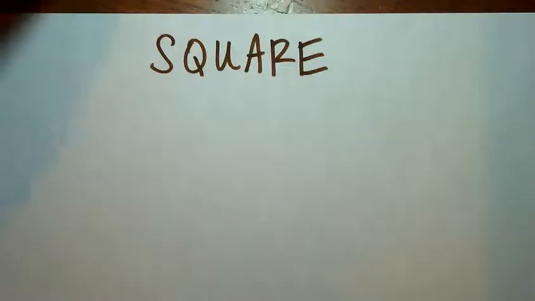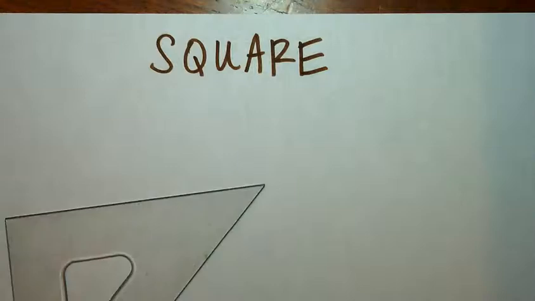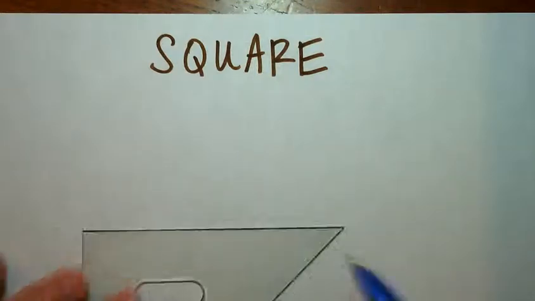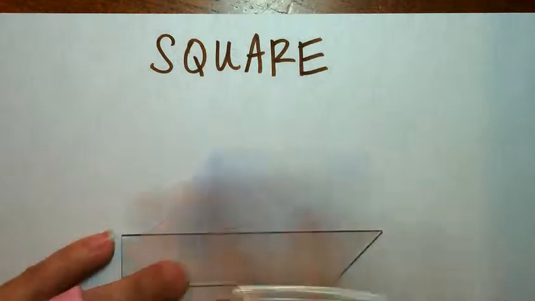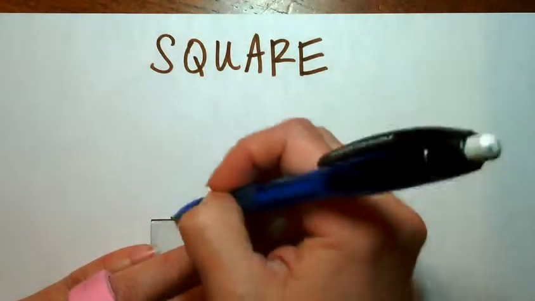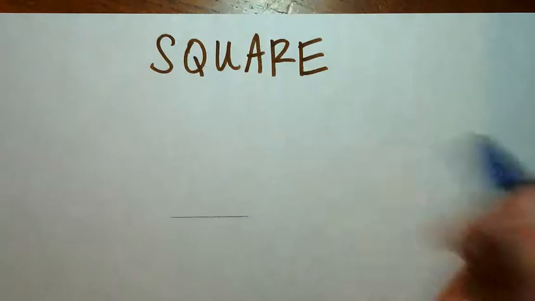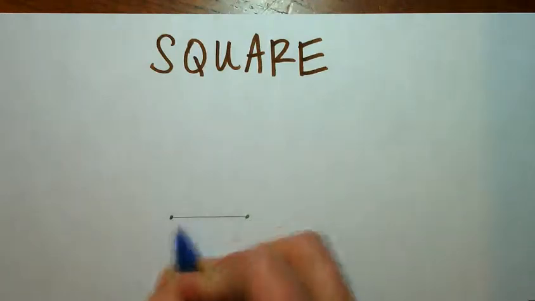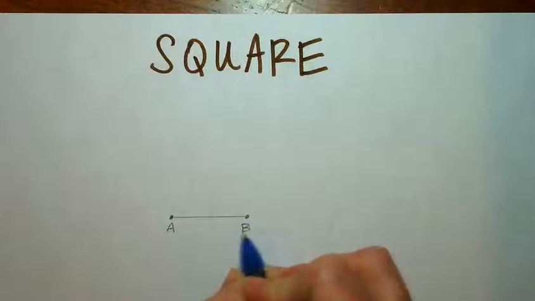The next construction is a square. And in order to do a square, we're going to need to put together a few constructions that we've done to create our square. So the first thing we need to do is start with a side of our square. Using the straight edge, I'm going to make a side, and I'm going to call this AB.